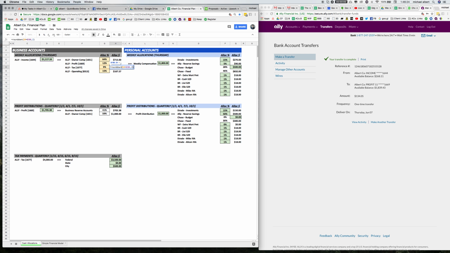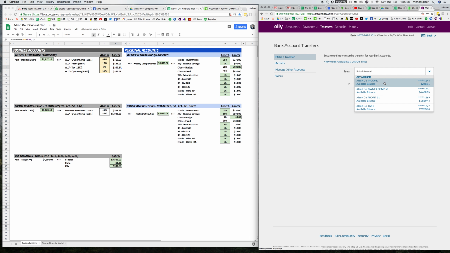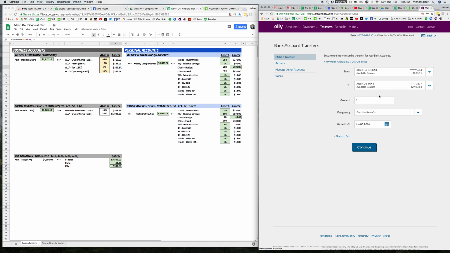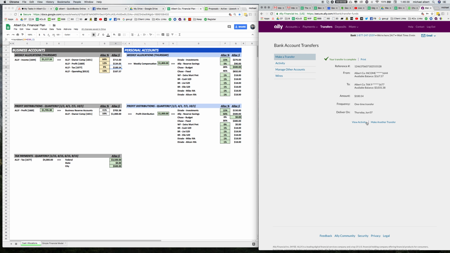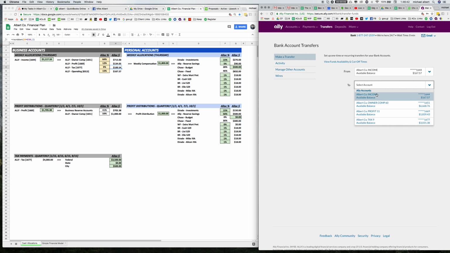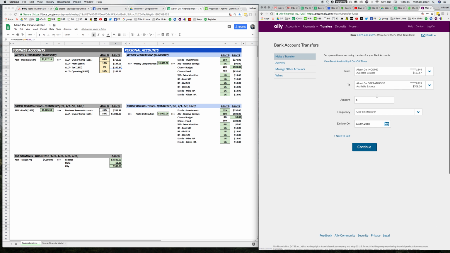Let's see, tax. Transfers from income to tax, 154. Continue. From income to operating, 167.57.